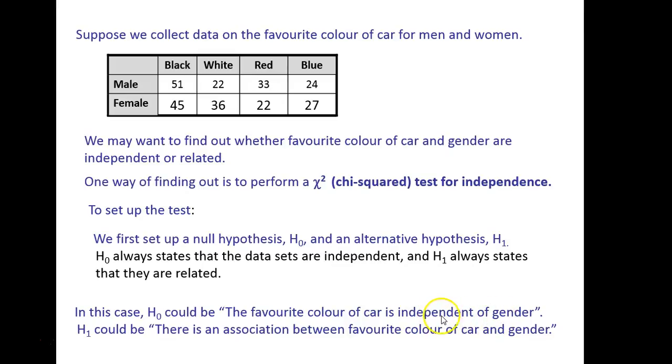So notice they used the word independent, and they also compared the things that are being tested, color of car and gender. So as long as you do those 2 things, you would get all the points for your null hypothesis. So that's step 1 on every problem.